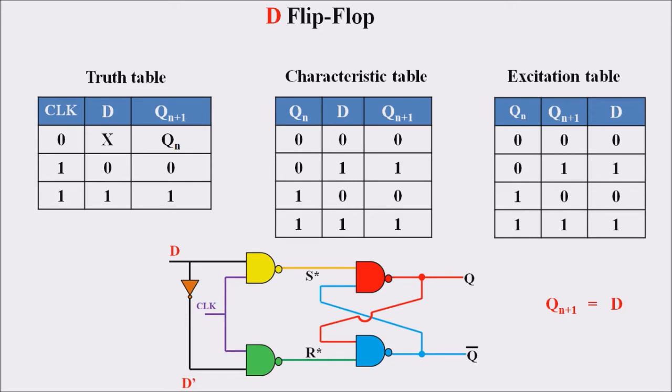In this case, the characteristic table is generated with the help of the truth table, and the excitation table is generated with the help of the characteristic table. It is very evident that in the characteristic table the output Qn plus 1 always depends upon the data input, that is, Qn plus 1 is D itself. So this is the truth table, characteristic table and excitation table of the D flip-flop. D stands for data or delay.